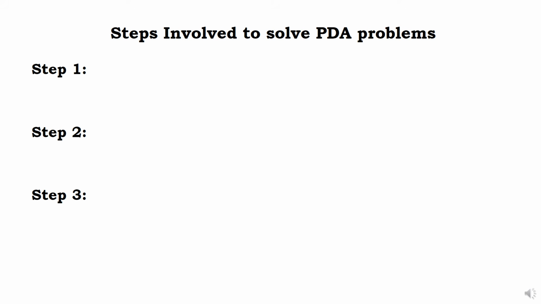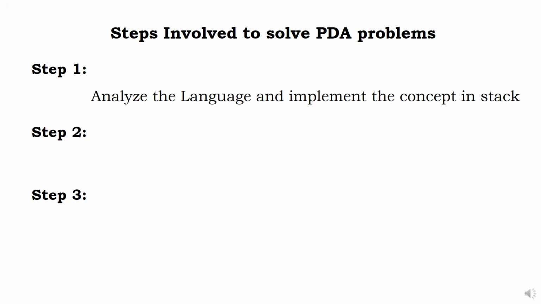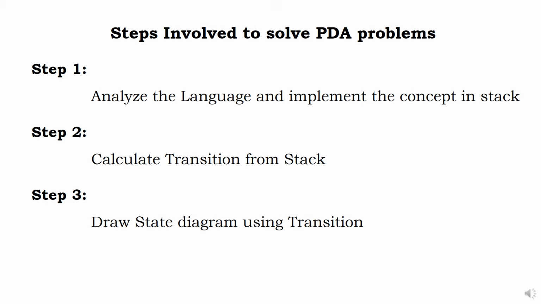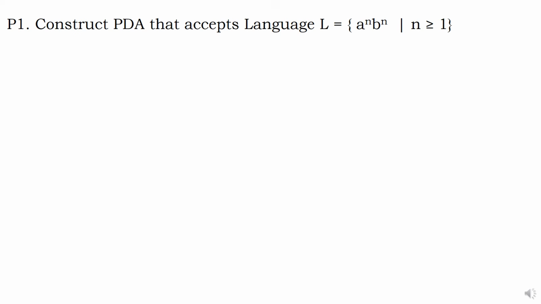The moment they give the problem, first analyze the particular language, like A power n, B power n or whatever it may be, and how to implement the same in the stack, and try to bring the concept. In step 2, whatever you implement in the stack, try to bring the transition equation for that. In step 3, using the transition equation, draw the state diagram. The major work is bringing the concept, that is step 1.